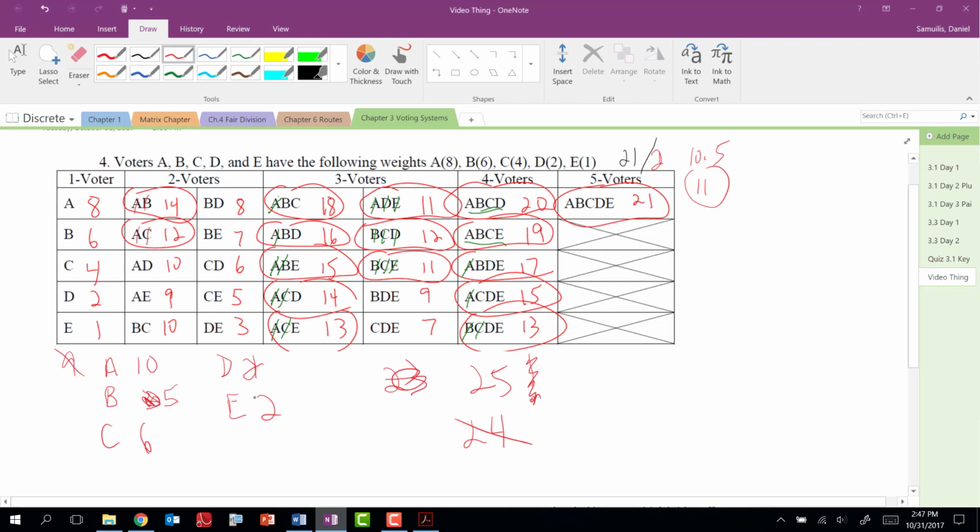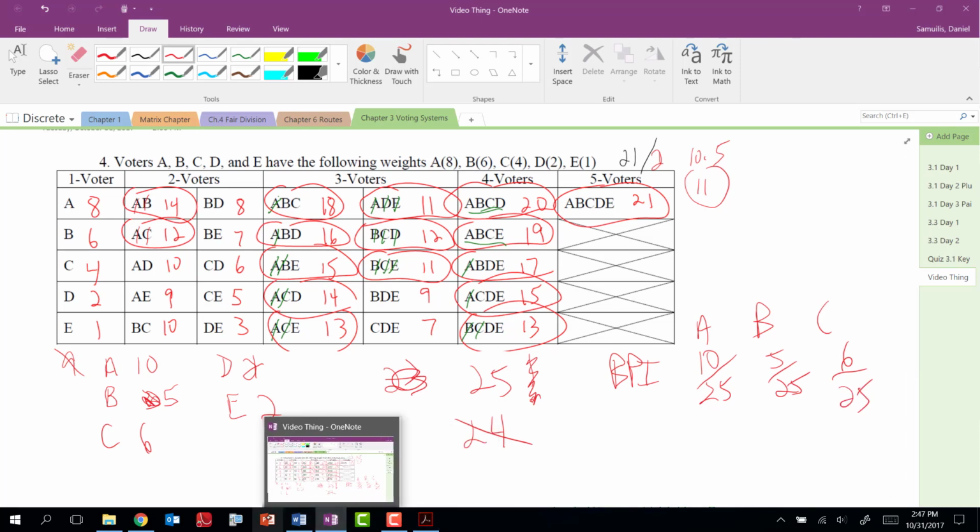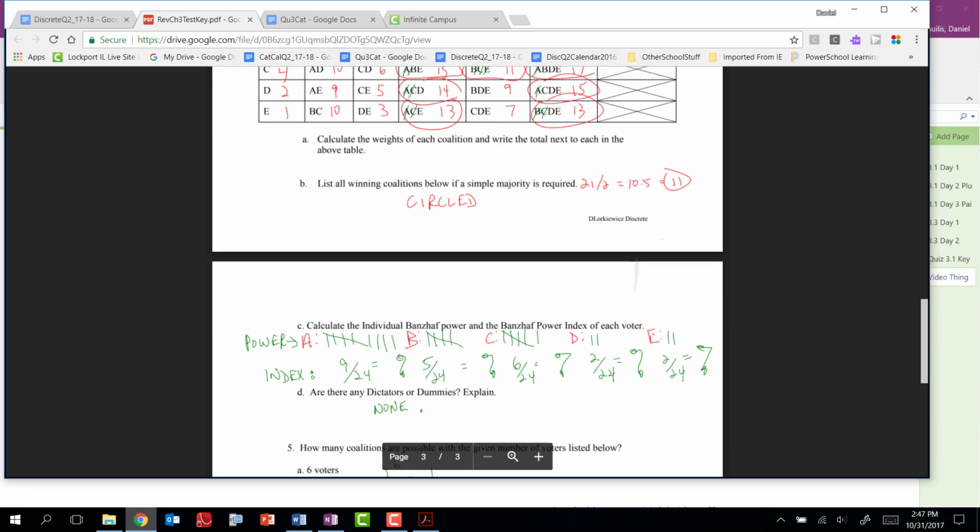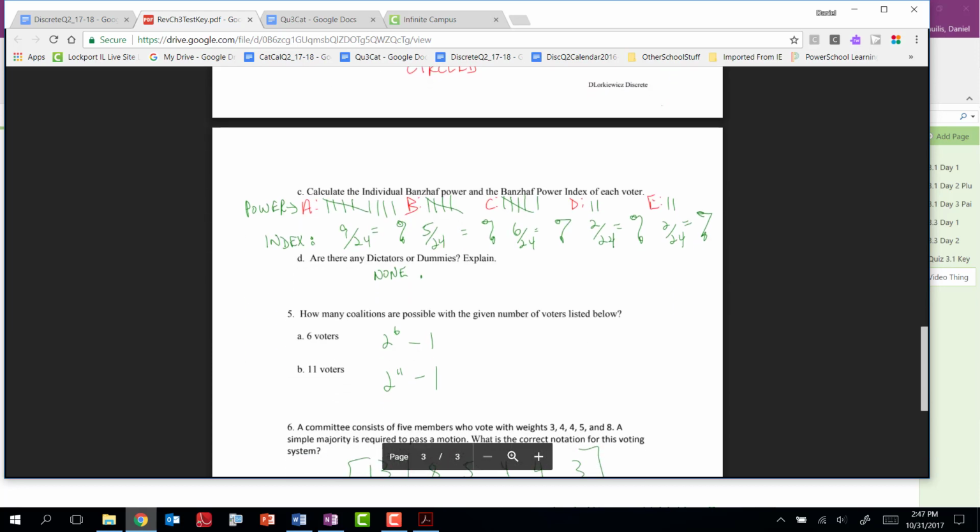All right, but regardless, we can learn from what I'm showing you here. So these are their Banzhaf powers. The total is 25 when you add these up. Their BPIs are simply taking their number divided by the total. So that's A. B would be 5 over 20, and then reduce. C would be 6 over 25, and so on. So I just pulled up the key online. Lo and behold, I got 24 because I only got 9 times for A. That's wrong. It is actually 10.